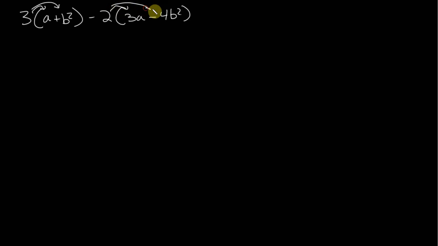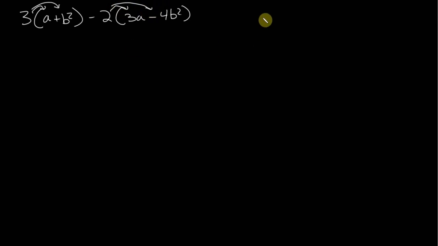Okay, let's do another one. Let's say we have 3 times (a plus b squared) minus 2 times (3a minus 4b squared). So this is a little bit different than the first one. Before we can identify, organize and combine our like terms, we're going to want to distribute this 3 like so, and this negative 2 like so.